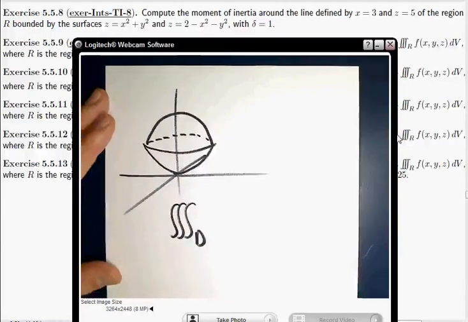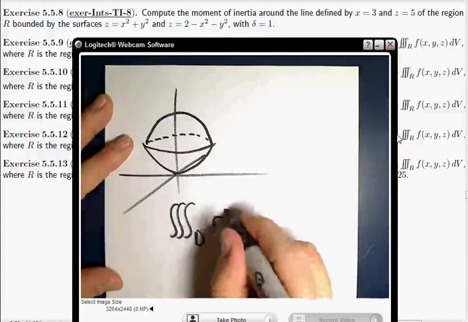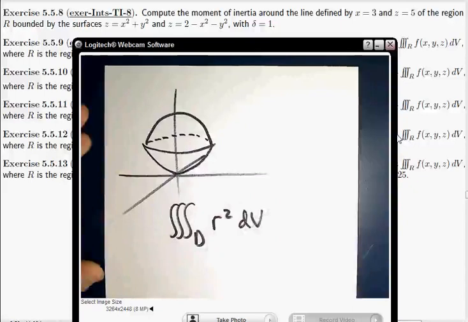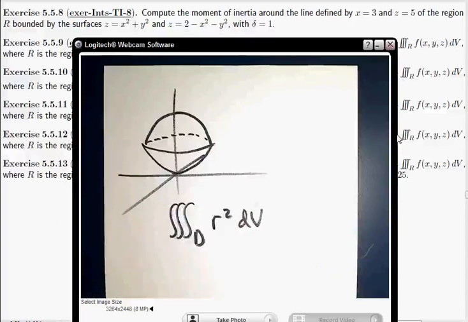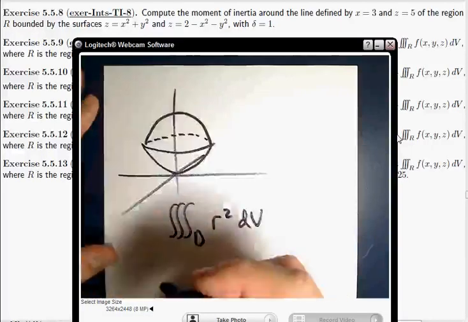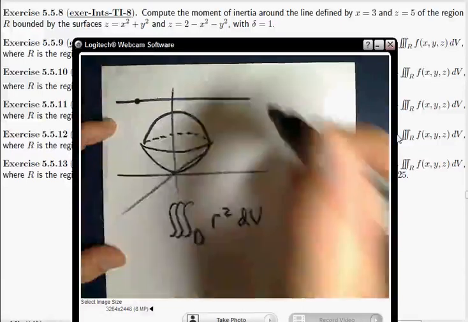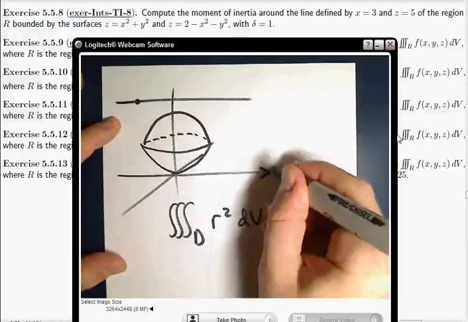of, let's see, what was our thing again? Oh yeah. So it's r squared dV. Did we say delta equals 1 again? Yeah. Okay. Good. Right, so what is r? Well, now we're rotating around some line. We got this wacky line where x is 3 and z is 5, some line up here, parallel to the y-axis. Right? It's parallel to the y-axis like that.